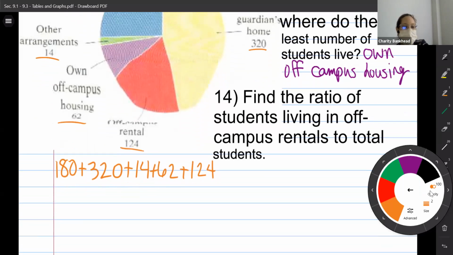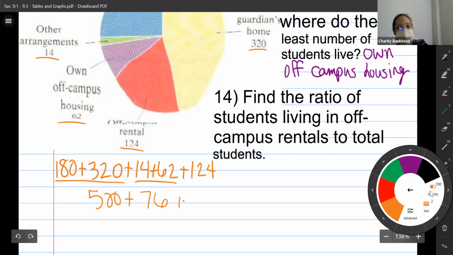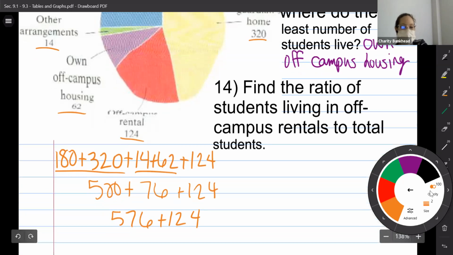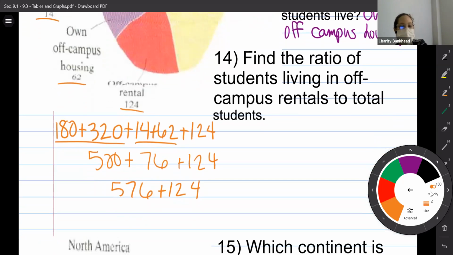Okay, so that would be 500, and that would be 76. Okay, so 576 plus 124. So that would be 700 total students. All right, so that's the total.